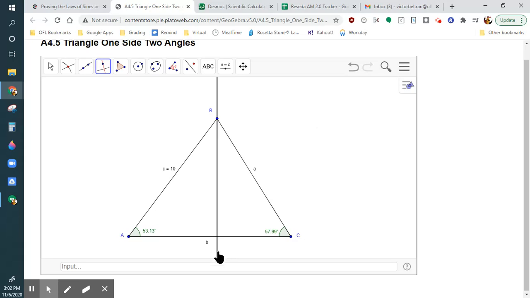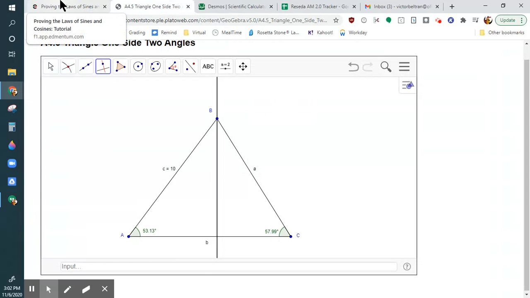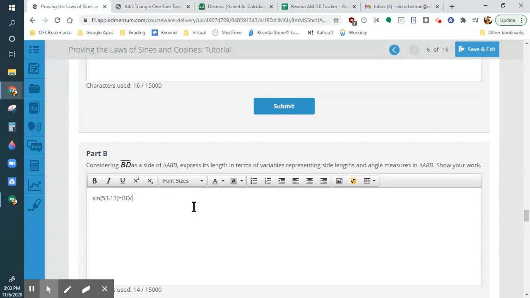Wait, do we know this? We don't know what this length is. Oh, they want us to solve using trig. Okay, so that's the part that's different. So we're gonna say that sine of 53.13 is equal to opposite, which is BD, divided by, I got tired of doing the thing, so I'm going to do this over 10.